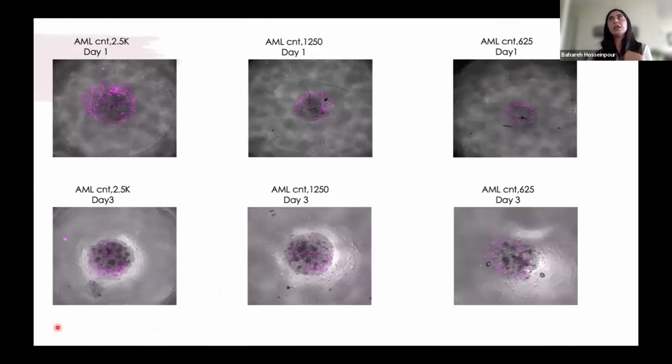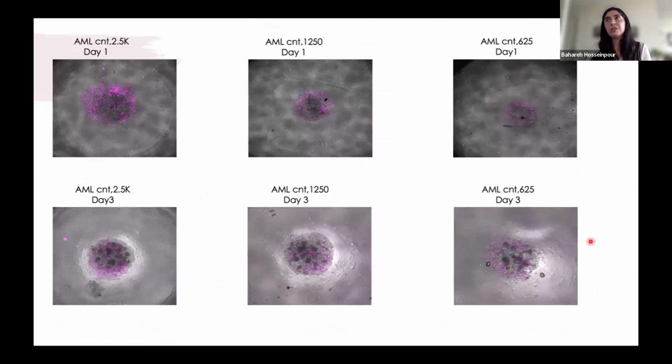So here are the images that we got after we co-cultured them. As you can see for the AML cells, which are the non-adherent cells, it's not possible to make the spheroids even in the low attachment plate. So as you can see at day 3, even at the low number of the cells or a higher number of the cells, we can see some clusters.